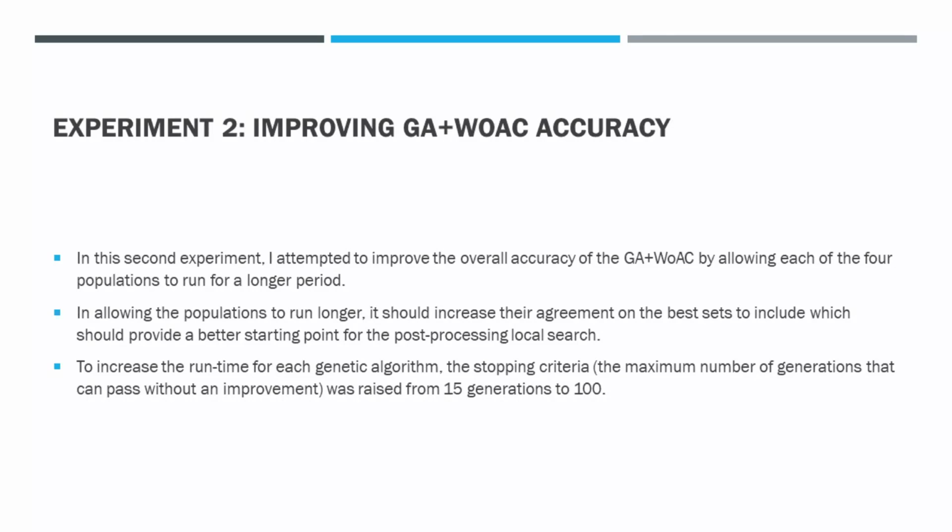And to increase the runtime for each genetic algorithm, the stopping criteria, which is the maximum number of generations that can pass without an improvement, was raised from 15 generations up to 100 generations, which actually matches what we did with our previous experiment in the standard genetic algorithm.